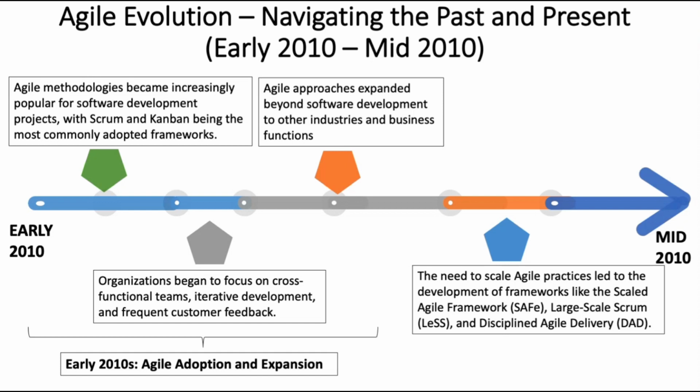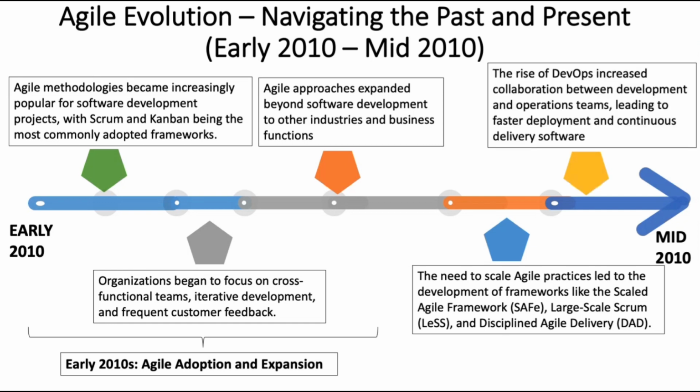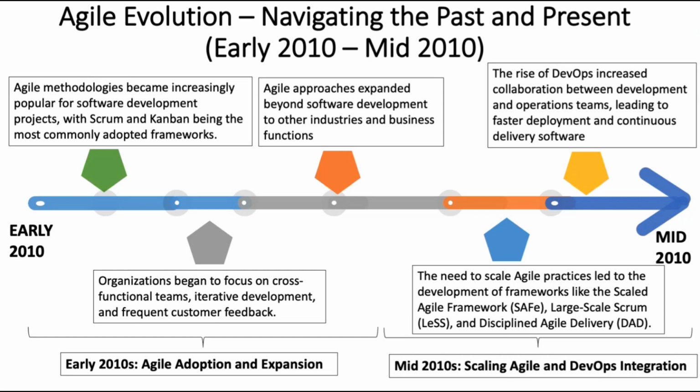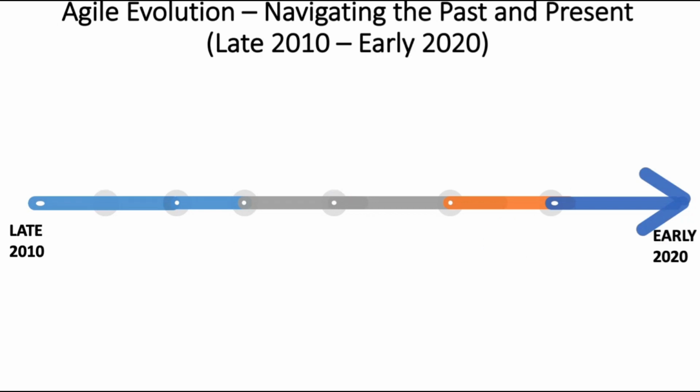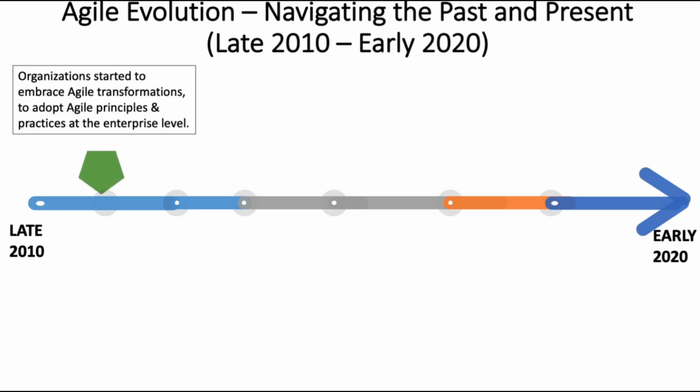And then came the later part of the 2010s, something around 2016, 2017, when you have large scale frameworks. Some of you may know SAFe, which large organizations use across the board, and these have become quite popular. And of course, DevOps has come up. So this is what happened. And then coming into the mid 2020s, that is about now, we are looking at late 2010s into early 2020s.